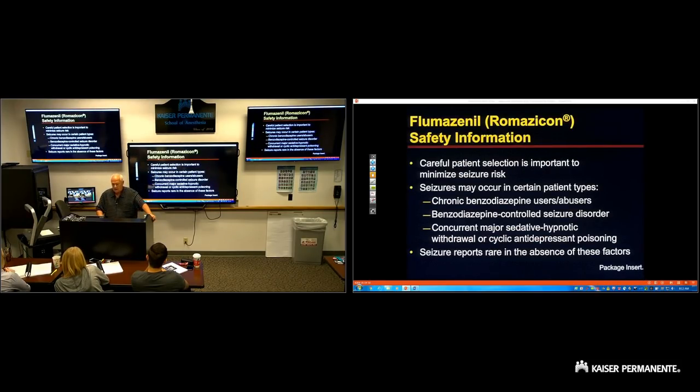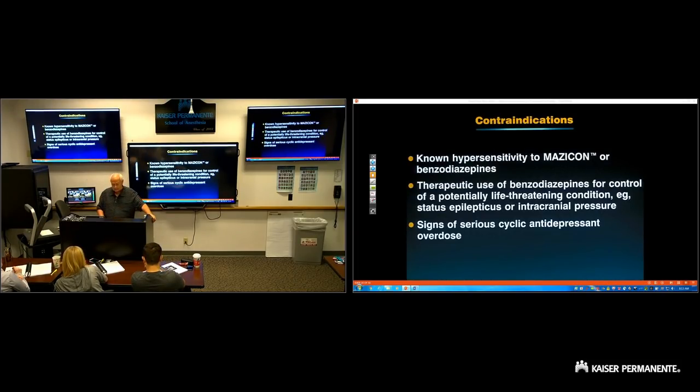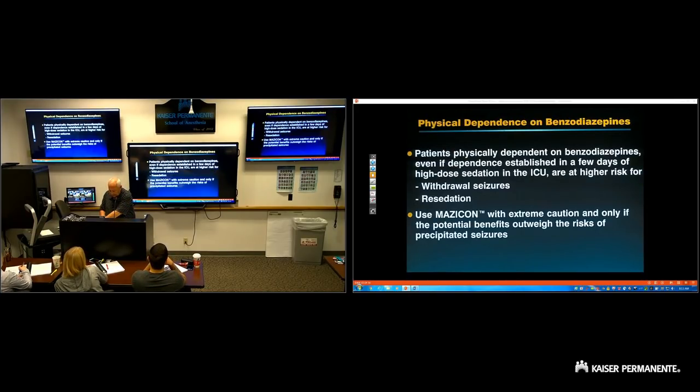Safety information, you don't want to give it to patients with seizure disorders. Most often they're on benzodiazepines because of its anti-seizure effect. So if you're reversing their seizure drug, that's not a good idea for somebody with seizures. So be careful if somebody has a history of seizure disorders, don't give them flumazenil. Contraindications, of course, if you're allergic to it, if people are overdosed on tricyclic antidepressants, there seems to be an increased risk for seizures. And I think that's it.